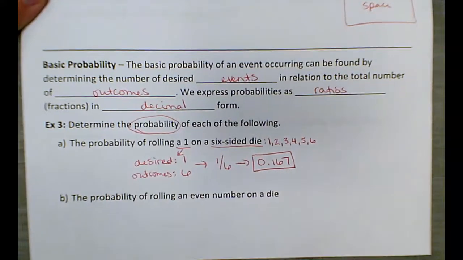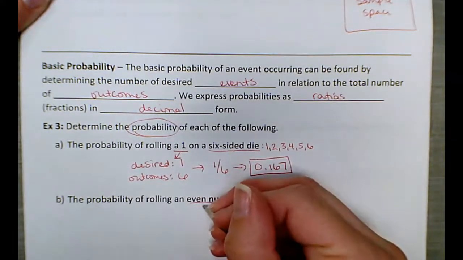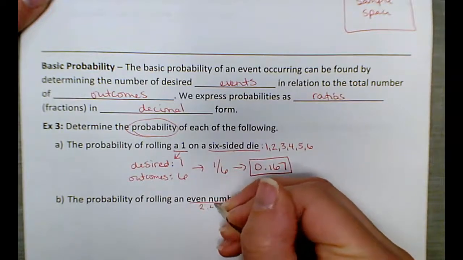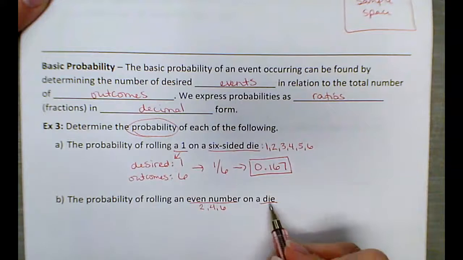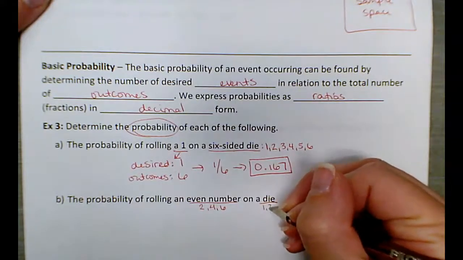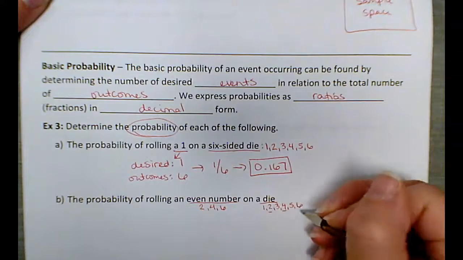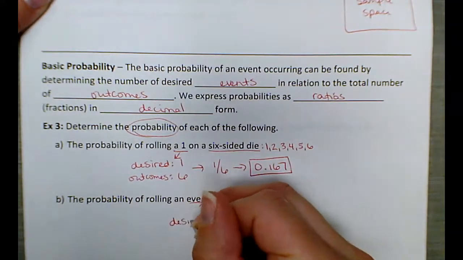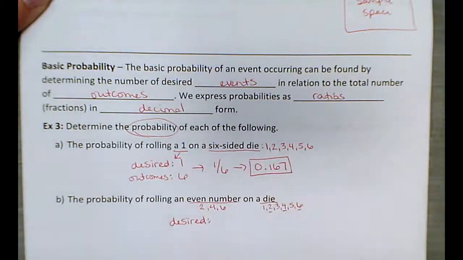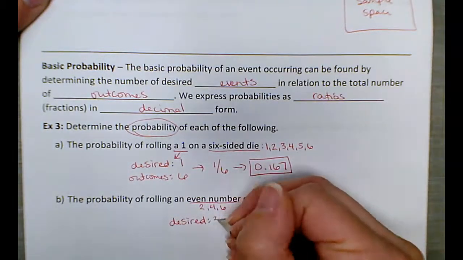I want the probability of rolling an even number on a die, so the same die. If you are rolling an even number, the only options are 2 and 4 and 6. You may think 8 and 10 and so on, but remember this is on a die, and the only options on the die are 1, 2, 3, 4, 5, 6. So the even numbers are 2, 4, and 6. So the desired event is either rolling a 2, a 4, or a 6. So there are 3 possible desired events.